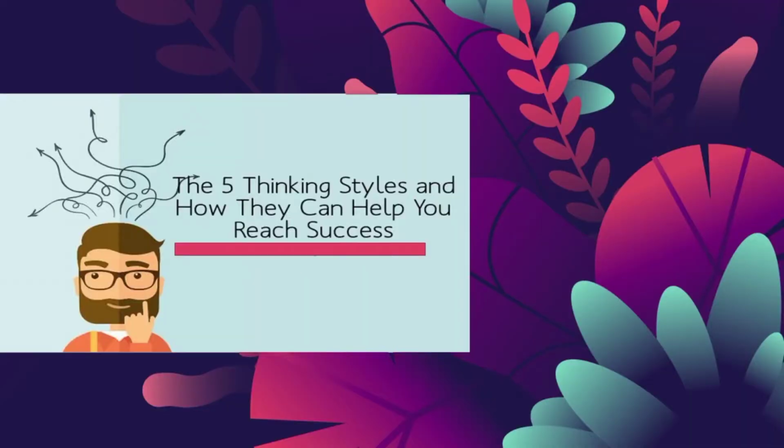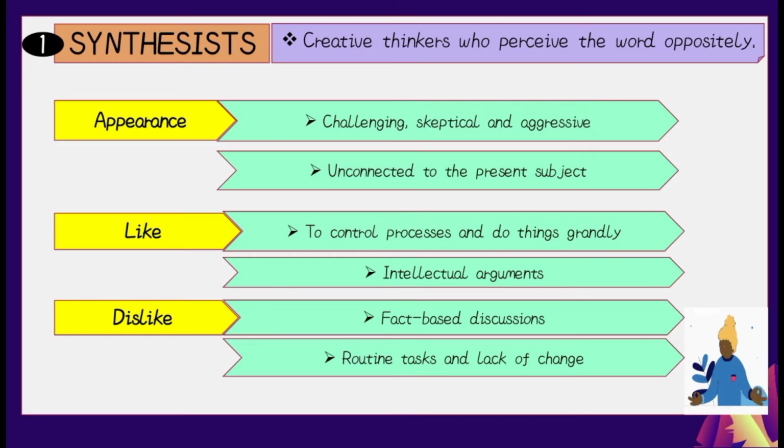The 5 thinking styles and how they can help you reach success. Number 1, synthesis. They are creative thinkers who perceive the world oppositely. Their appearance is challenging, skeptical, and aggressive. They are unconnected to the present subject.